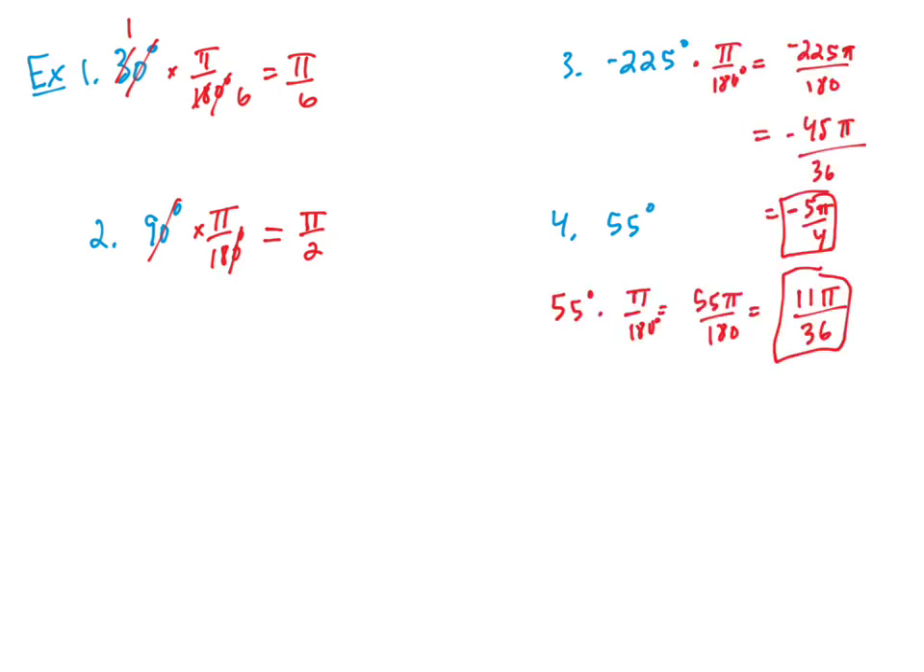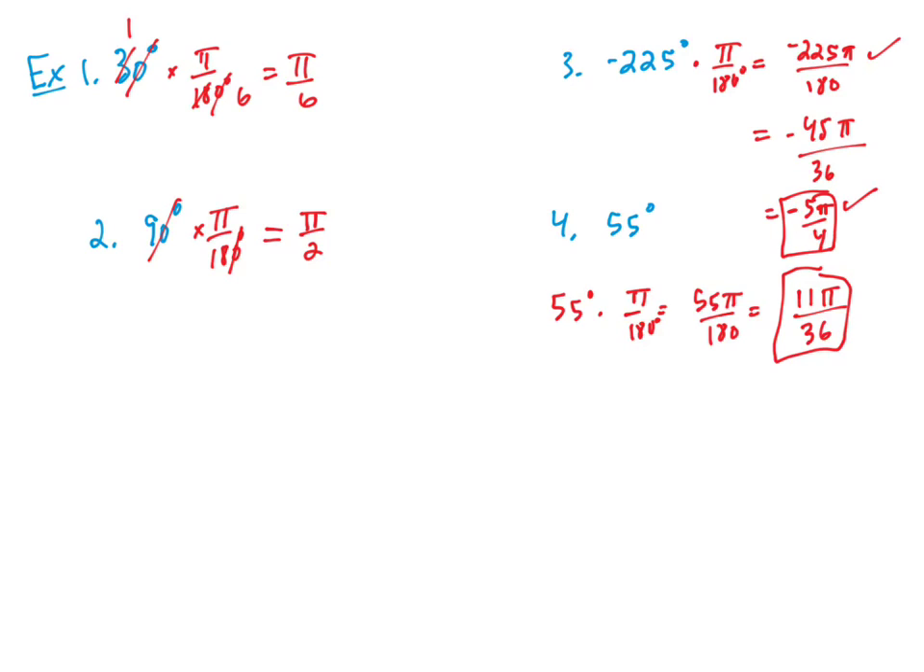All right, and then on number 3, we're going to have negative 225 degrees. That comes out to negative 5 pi over 4. So the multiplying to get to that first step is easy, but then you've got to reduce. So I first reduced the top and the bottom. I divided by 5, I think, and then from there I divided by 9. So divide by 5, divide by 9, the top and bottom. You could also just divide by 45 right off the bat.